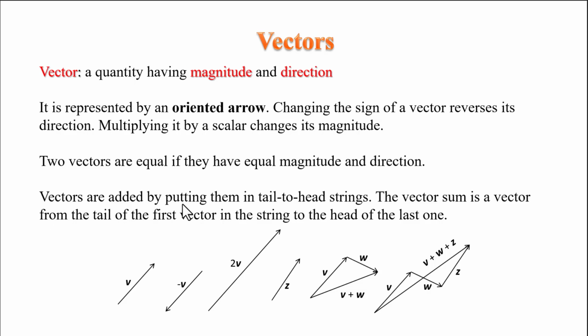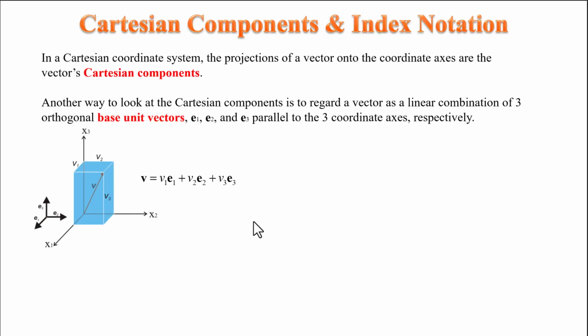Vectors are added by putting them in tail-to-head strings. The vector sum is a vector from the tail of the first vector in the string to the head of the last vector. The tail of the first vector and the head of the last vector. Remember, V, W, Z are not necessarily in the same plane. So this is a geometrical way of adding vectors.